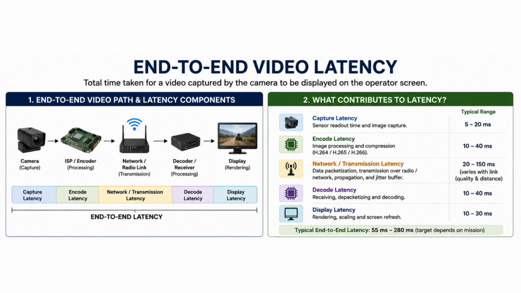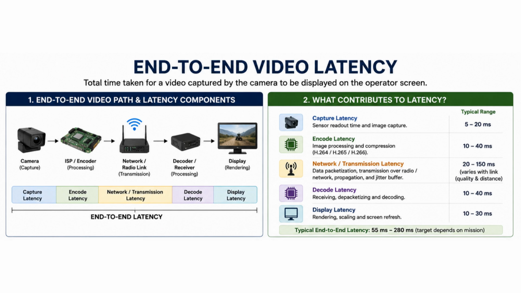Let us understand end-to-end video latency in a vehicle camera system. It is the total time taken from the moment a camera captures an image until that image appears on the operator's display. This delay is created at several stages: camera capture, image processing and encoding, transmission through the onboard network or radio link, decoding at the receiver, and final display rendering.